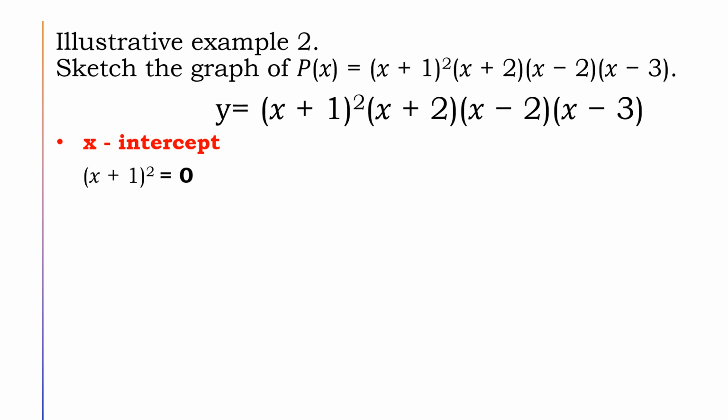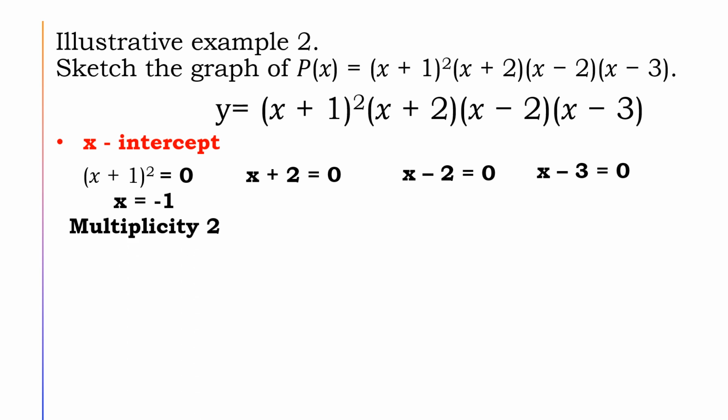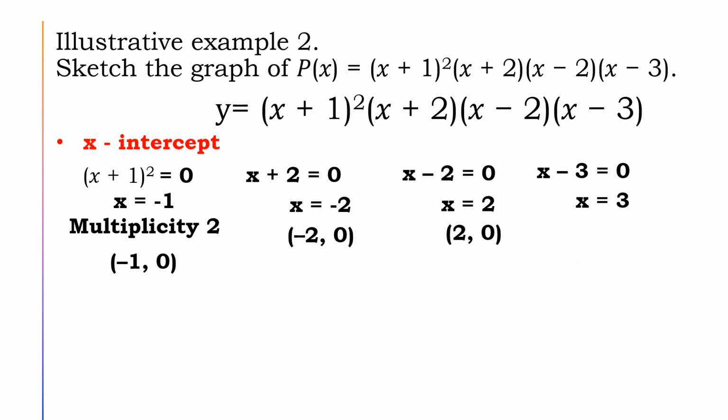So we have square of the quantity of x plus 1 equals 0. Another one, we have x plus 2 equals 0. X minus 2 equals 0. And x minus 3 equals 0. Let us now solve for the values of x. So we have x equals negative 1 with the multiplicity 2 because of the exponent 2. And the intercept is negative 1, 0. We also have x equals negative 2 and the x-intercept is negative 2, 0. We have x equals 2 and the intercept is 2, 0. X equals 3, so we have 3, 0.